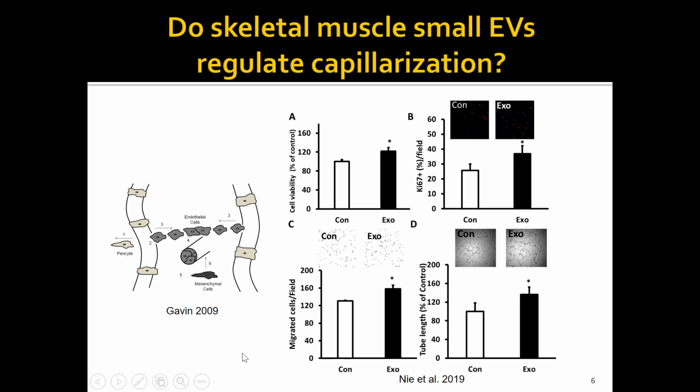We then asked, do skeletal muscle-derived small extracellular vesicles participate in the regulation of capillarization? And in particular, as I mentioned before, we need endothelial cells to proliferate, to migrate, and to form tube-like structures. And what we see is that when we take these muscle-derived small EVs, they promote endothelial cell growth, they promote endothelial cell migration, and they promote endothelial cell tube-like structures. So muscle small EVs are able to promote in endothelial cells many of the features that we see in vivo with angiogenesis.